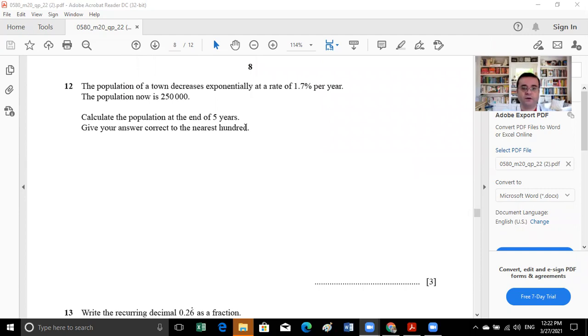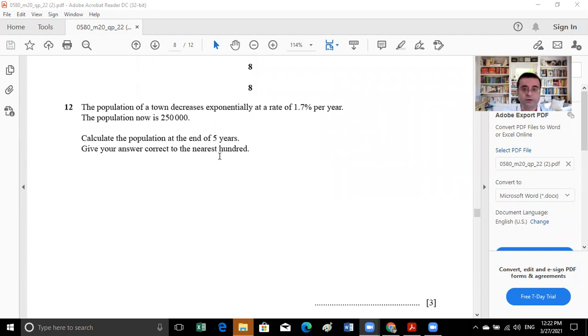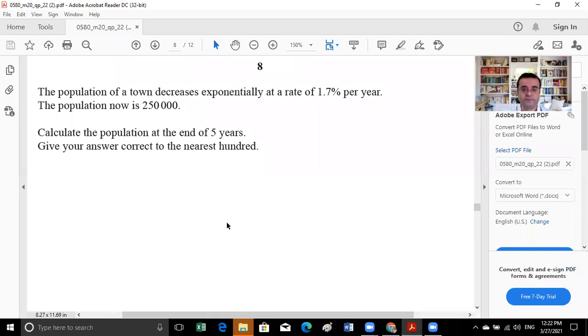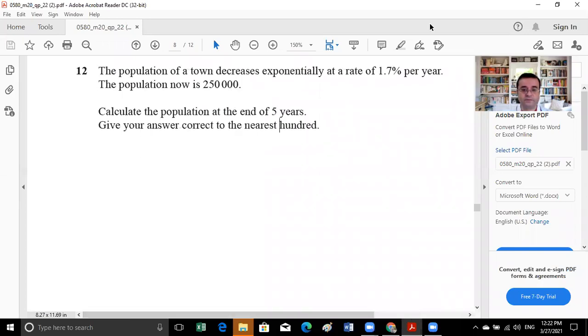Now, here. What do you do here? Compound interest. Okay. Why compound interest? Because they say exponential. Exponential. Very good. Exponential decrease. Exponential and decrease. What is the formula? Be careful. Decrease.